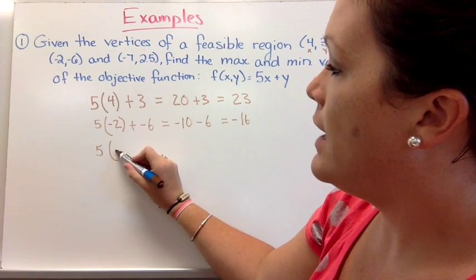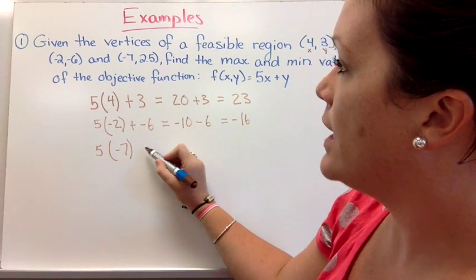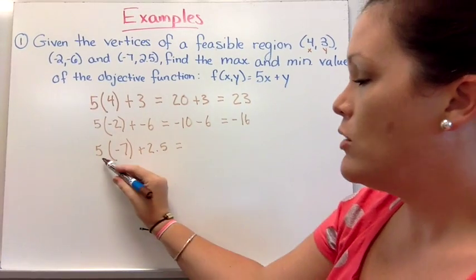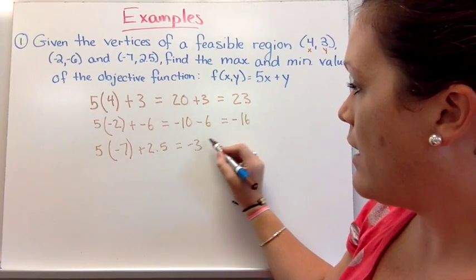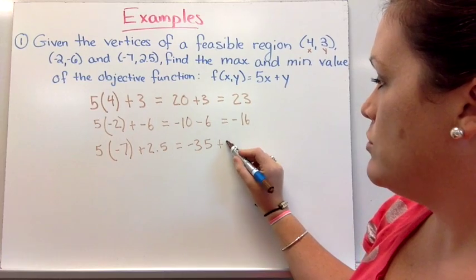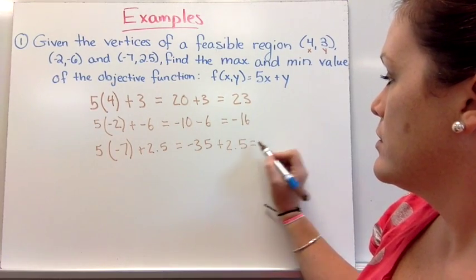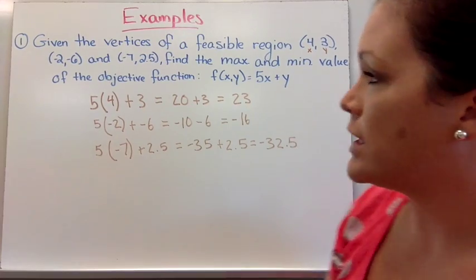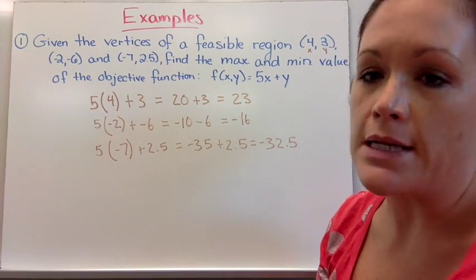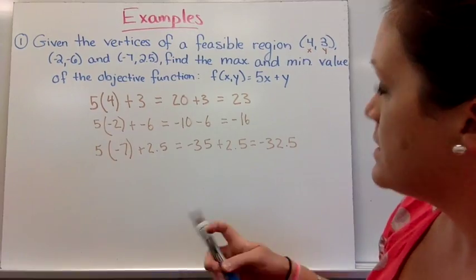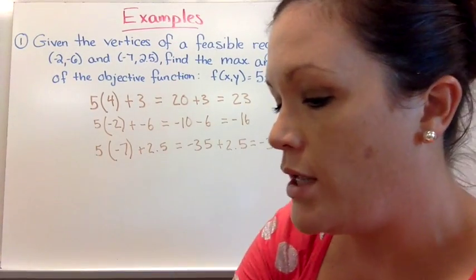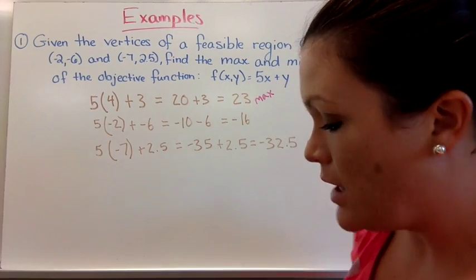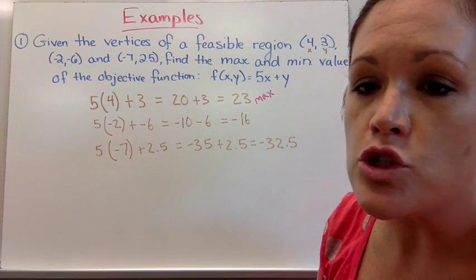And then we need to look at the third one. So I'm going to say 5 times -7 for x plus 2.5 for y would be -35 plus 2.5, which is -32.5. So you simply look at those and see which one is the maximum. So maximum looks like we've got 23. So that's our maximum.